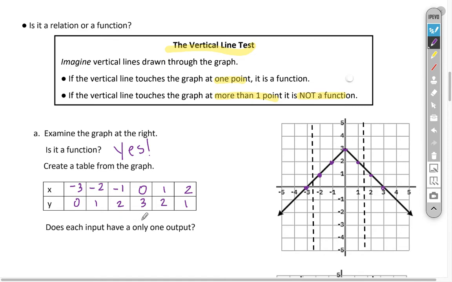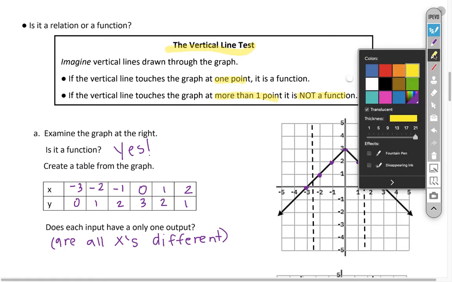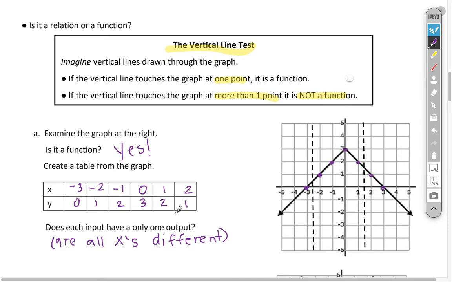It says, does each input only have one output? Well, let's look at it. All this is saying is, are all x's different? Well, we already know this is a function, but let's check it. Do we have any x's that are the same? No. So we have all different x's, so we know from not just the vertical line test, but also from our mapping diagram that this is a function, okay?